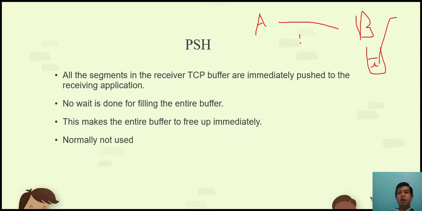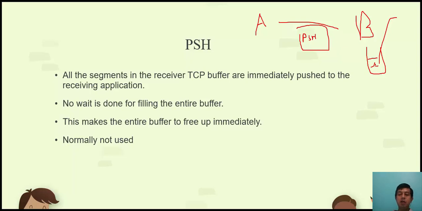Now if a packet arrives where PSH is set, it means do not buffer packets anymore. Immediately empty the buffer. Whatever packets were there and this packet that has arrived, immediately deliver them to the application layer without waiting for this buffer to fill up.